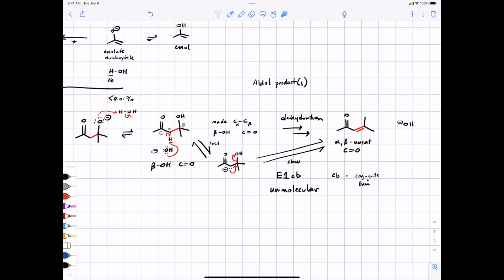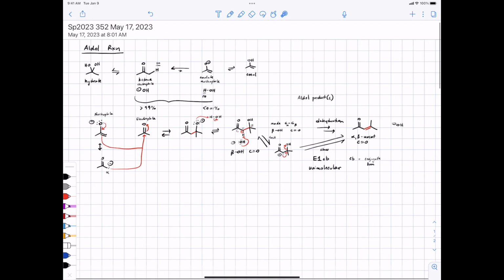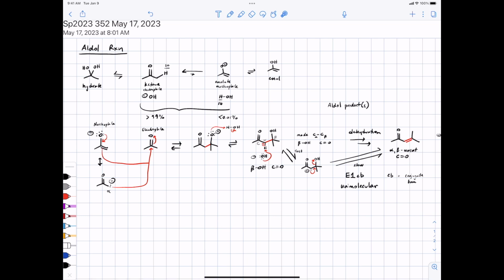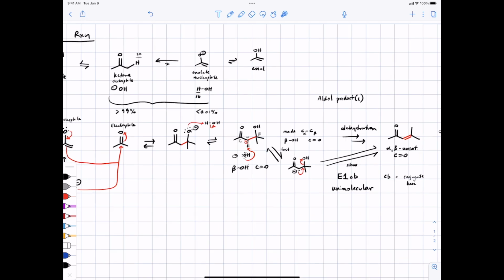All right, what else? Yeah. Does that only happen under basic conditions? I've shown you the aldol happening under basic conditions. You can do it under acidic conditions, but I don't.